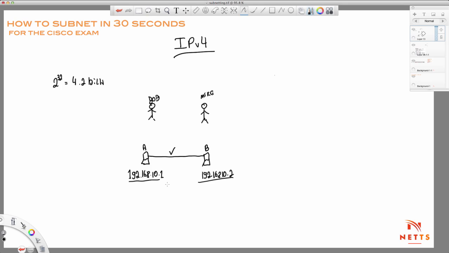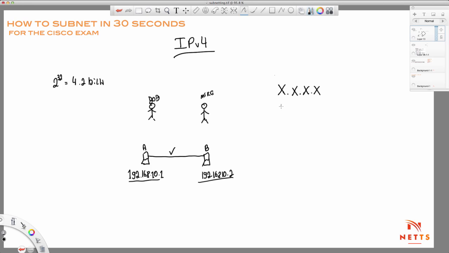One of the first rules you need to understand here is that two hosts on the same network can never use the same IP address. Otherwise, we're going to have a duplicate IP address. And also, the format of IPv4 is like this: number dot number dot number dot number.